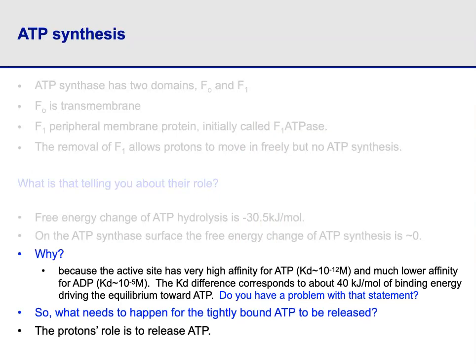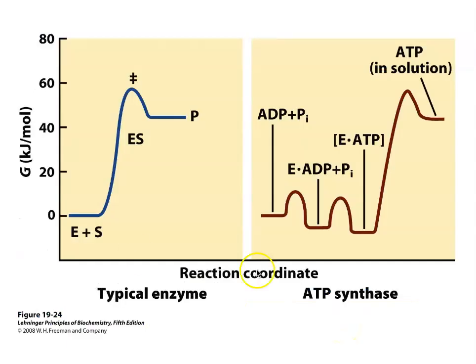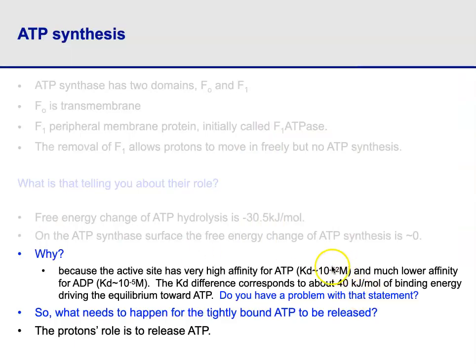But more importantly, what needs to happen for the tightly bound ATP to be released? Now, this is a very strong complex. How will the enzyme release that product? We say 10 to the negative 12. If you're familiar a little bit with dissociation constants, this is an incredibly strong interaction. It's almost as if it is covalent. That's how strong it is. So how will that enzyme release ATP?